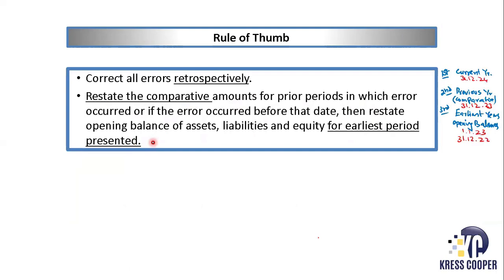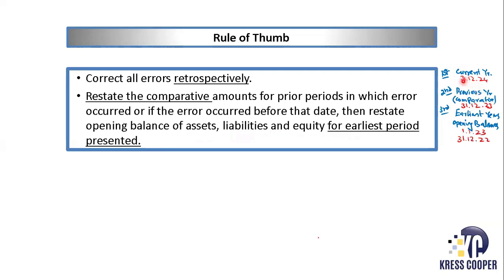So what we do, in fact, we are preparing three financial statements, you can say. First is the current period. Second is the previous period, which is the comparative period. And the third is, in fact, reflecting the changed assets and changed liabilities and the changed amount of equity, representing the opening balance of the previous year. Previous year means the comparative year.